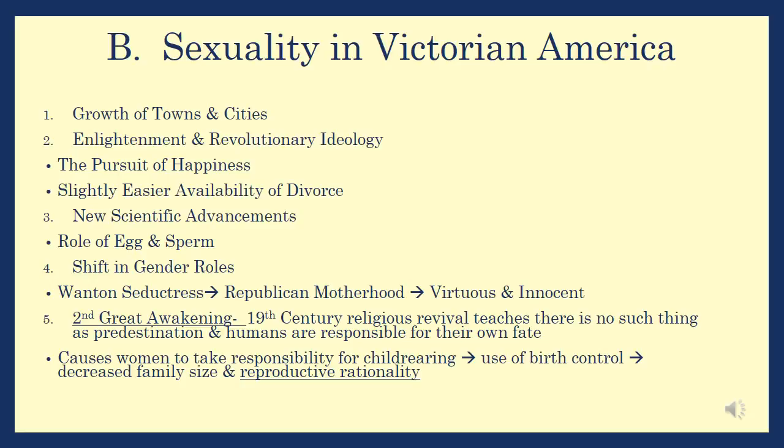At this point, we're going to look broadly at the concepts of sexuality and how it was practiced in Victorian America. But first, I think it's important to understand what kind of changes are happening at the turn of the century, just after the American Revolution, that lead to changes in concepts of sexuality and of courtship and marriage. So the first thing that you have is the growth of towns and cities as people begin to move away from the farm and couples move away from the oversight of their parents and family.